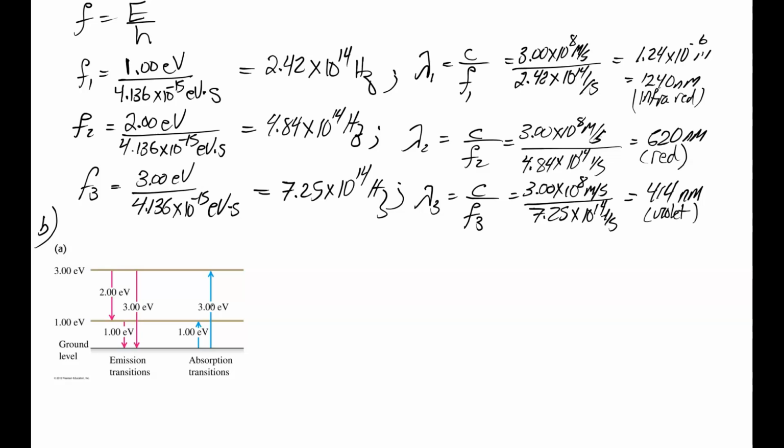So if that is the case, passing a light from a hot solid through a gas of these atoms would yield a continuous spectrum with dark absorption lines at, since the first one is 1240 nanometers, this would be a dark line because it can absorb. And then the other one would be the 414 nanometers, which would also be a dark line, or absorbed.